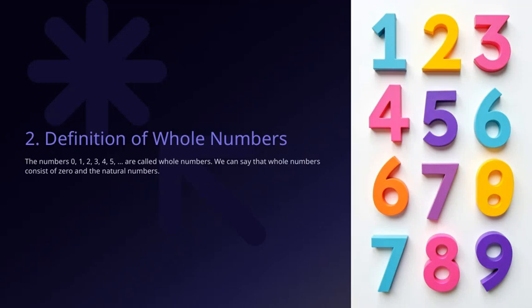The numbers we refer to as whole numbers are 0, 1, 2, 3, 4, 5, and so on. These are the numbers that include 0 and all the natural numbers. In other words, whole numbers consist of 0 plus the natural numbers, which are the counting numbers starting from 1. Understanding this distinction is important because it helps us see how whole numbers form the foundation for many other number systems we will explore later. So, when we talk about whole numbers, remember that they include 0 along with all the positive counting numbers.